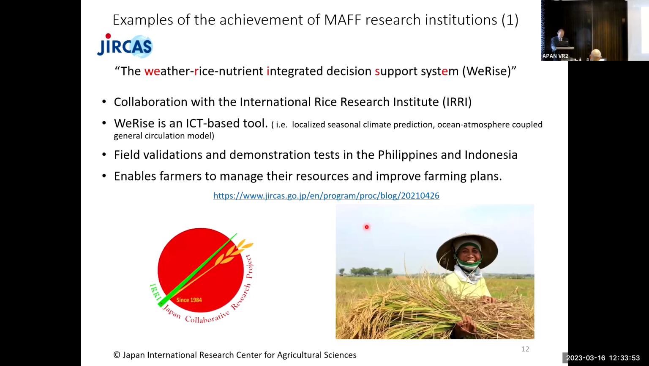Field validations and demonstration in Indonesia and the Philippines have shown that WeRise project can be used to determine the optimum sowing period and improve the efficiency of fertilizer application. This allows rice farmers to manage their resources and to improve farming plans.